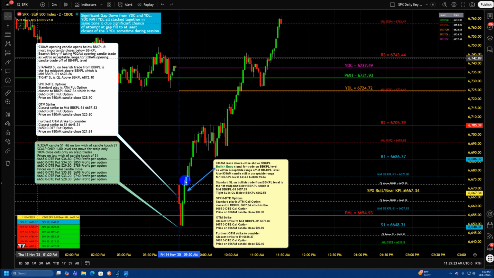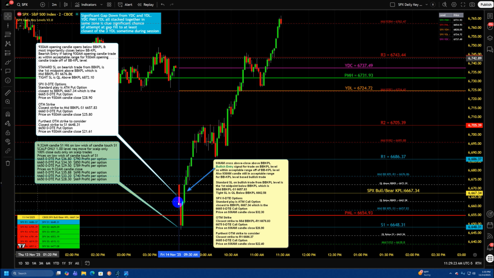So in this case, if you are taking the opening candle trade, this is the bearish entry signal for a trade off of the bull bear key price level, because it is closing the opening candle below the bull bear key price level. So it doesn't matter that it opened above. What matters most is where it is closing.